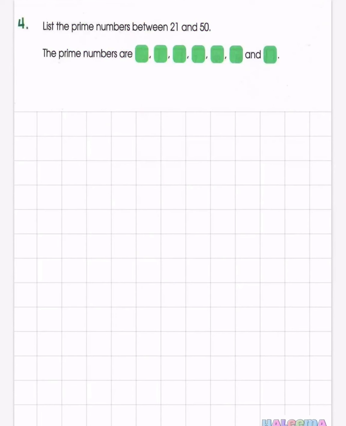All right, other questions were the exemplary ones, so we've directly moved on to question number 4. In this question, you have to list the prime numbers between 21 and 50. Remember, if you've learned the list of prime numbers, you don't have to worry about anything. Let's do the rough working here, okay?